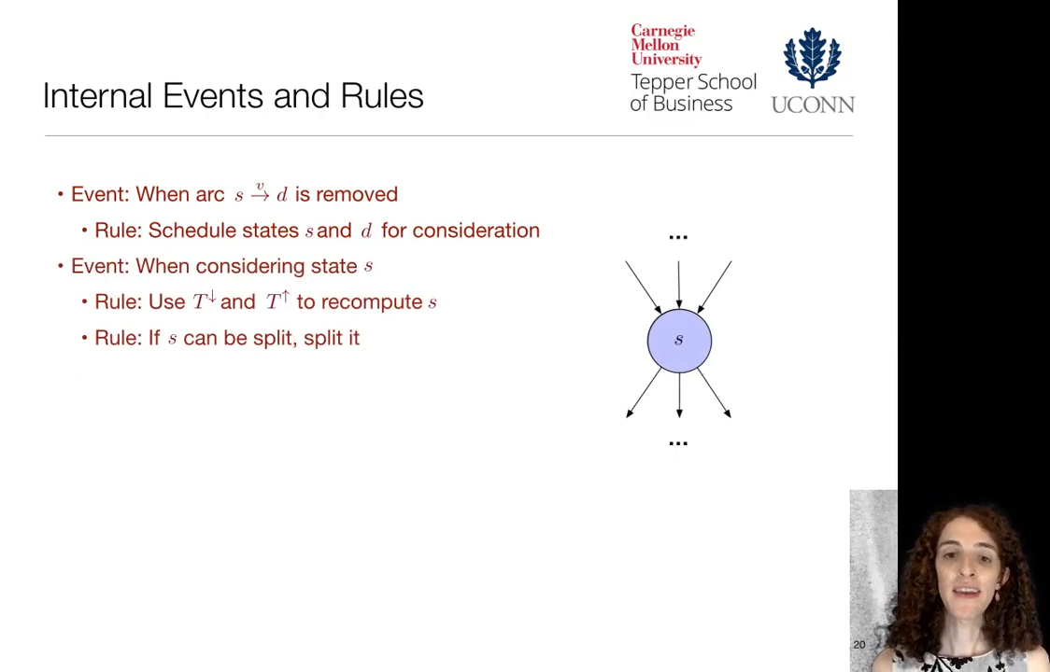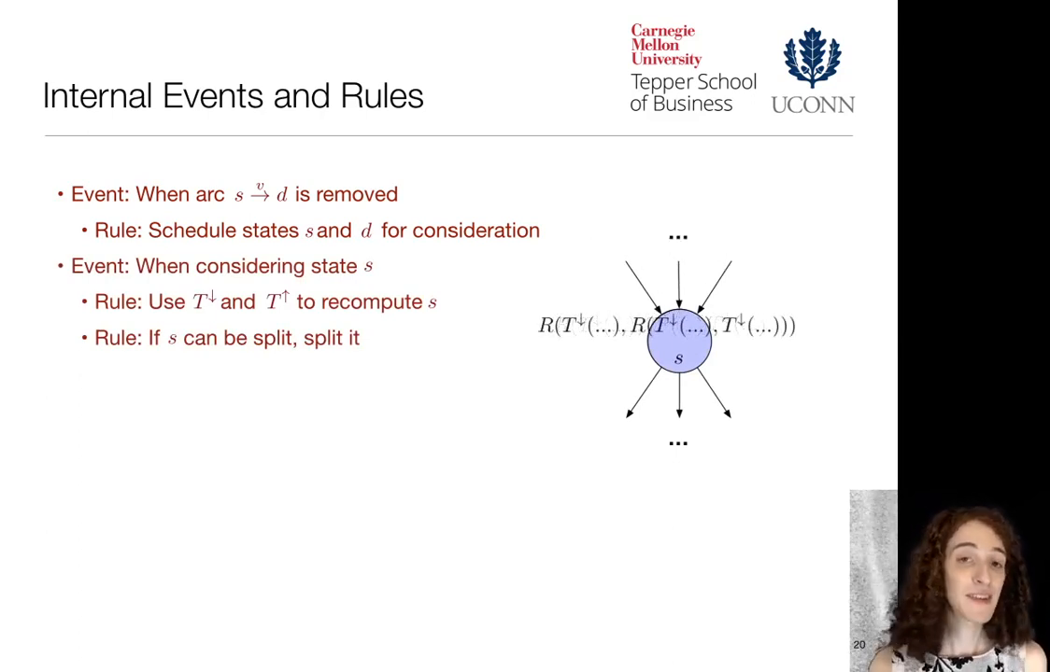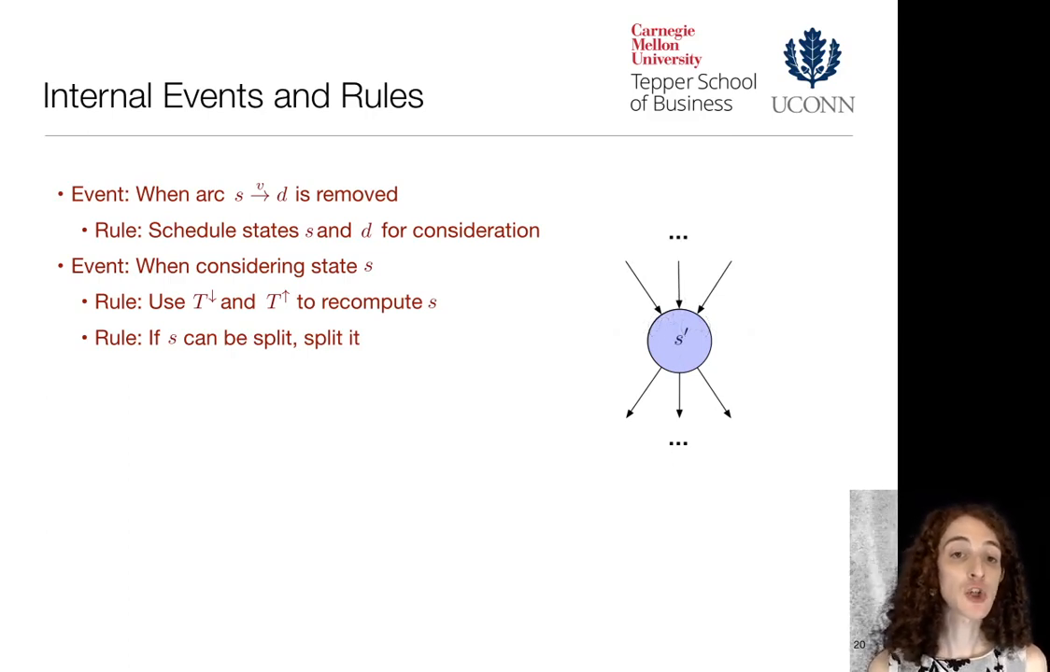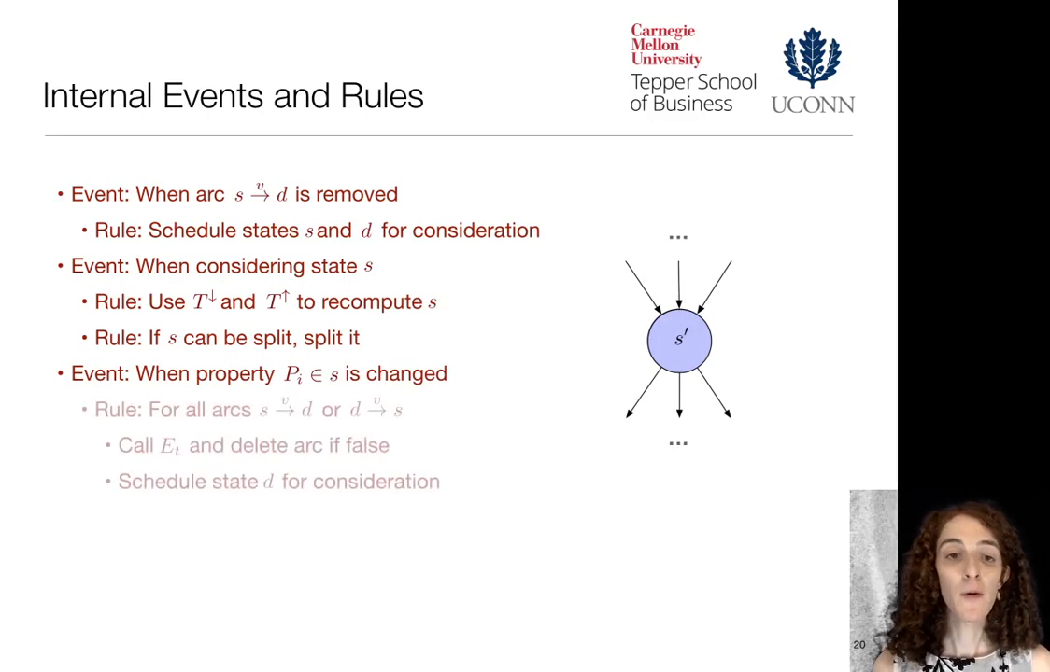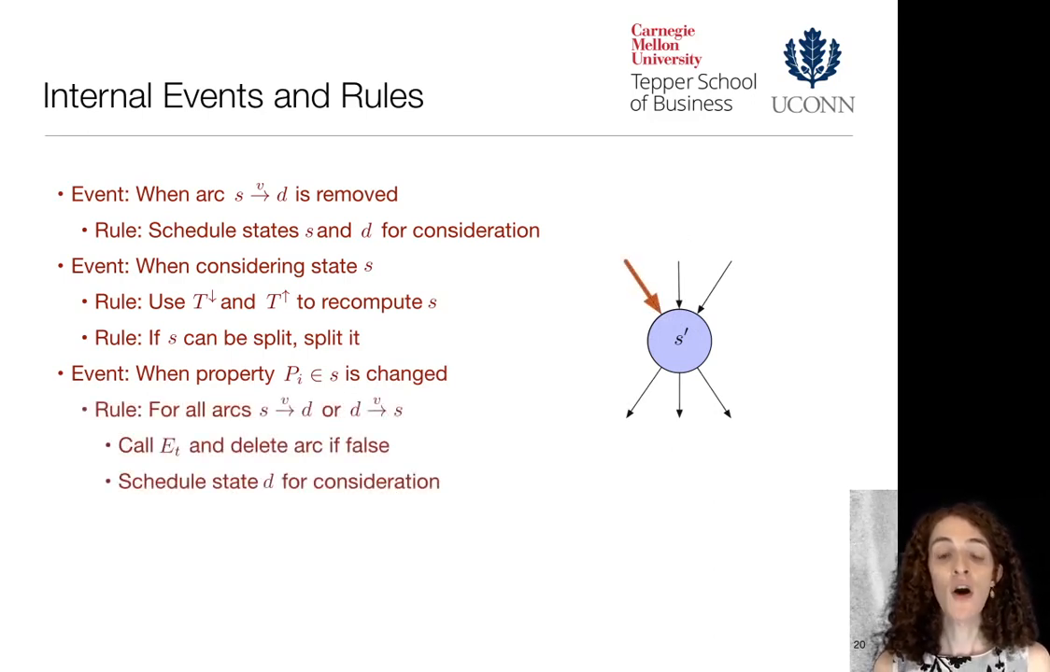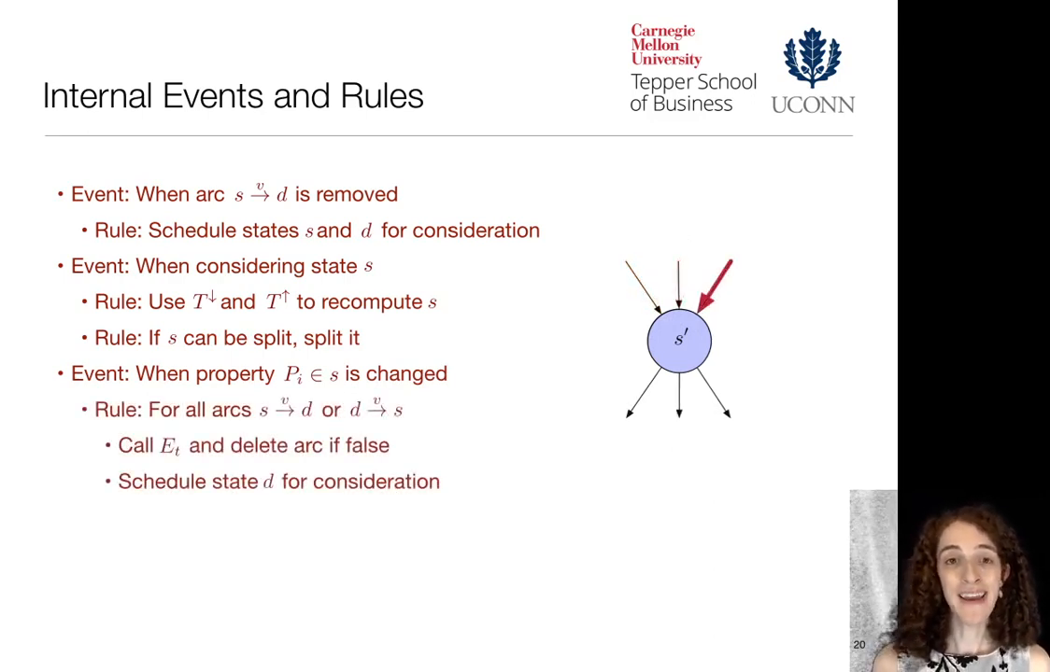We will call the forward and reverse transitions on that state and relax them together to update what that state should now be. And if that state's value did get changed, then we'll want to call the existence functions on all arcs going into and out of that state to make sure they're still feasible. And we'll also schedule that state's parents and children for consideration.